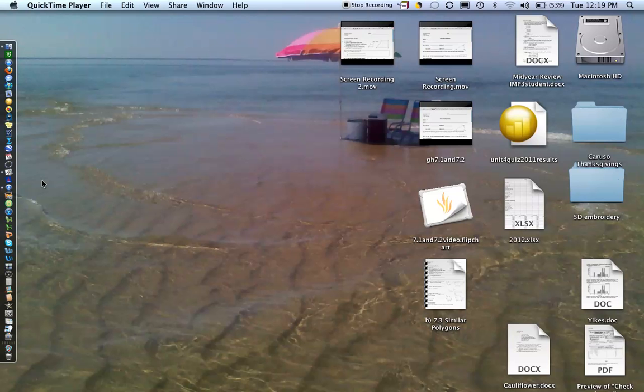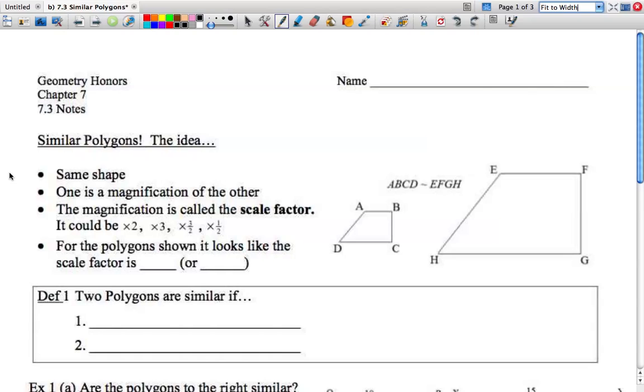So today we're going to talk about similar polygons. This is chapter 7.3 in the textbook. Go back to 7.3 and read the book as well. So here's the idea. Similar polygons have the same shape. One is a magnification of the other, and this magnification is called the scale factor. It could be times 2, times 3, times 3/2, or times 1/2.